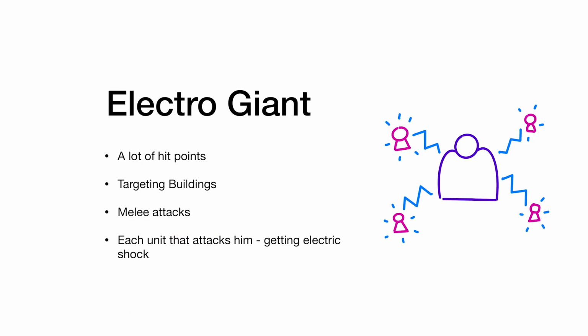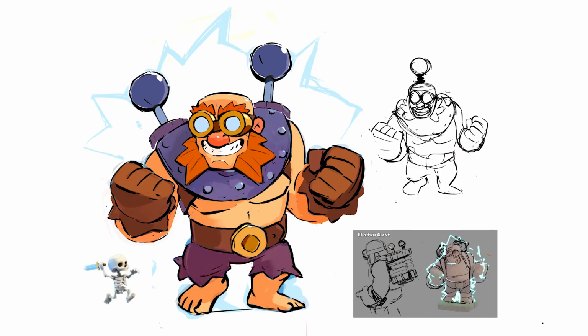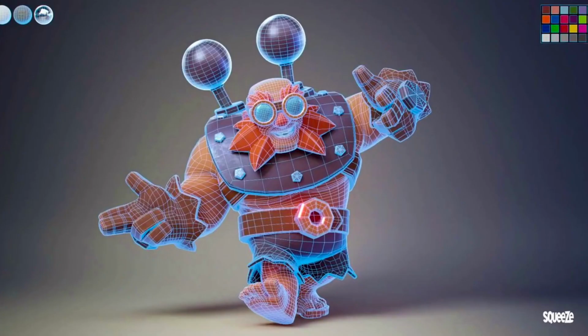It's a very tricky mechanic. Like other giants, he ignores everyone who attacks him, but goes towards the building. He has melee attacks, but the interesting thing about him is that any opponent trying to hit him or shoot him gets an electric shock, and that damages them. So he by himself is not attacking other units, but kind of reflecting damage. And here, you can see the sketch I've made and the 3D model.